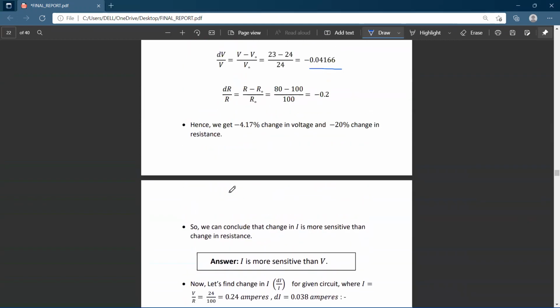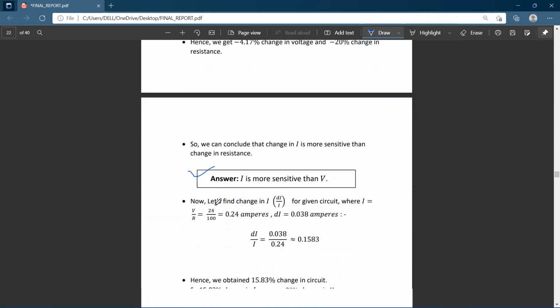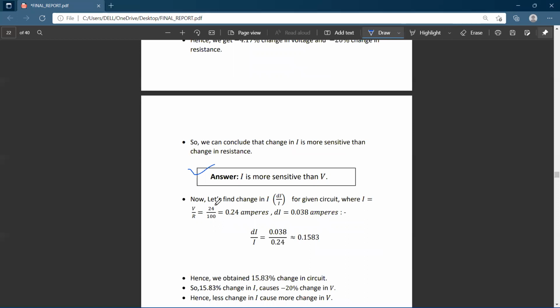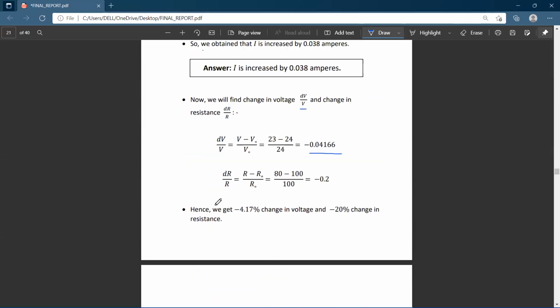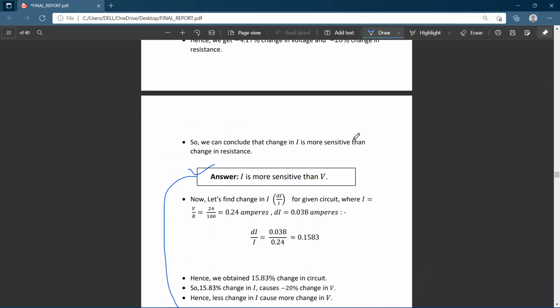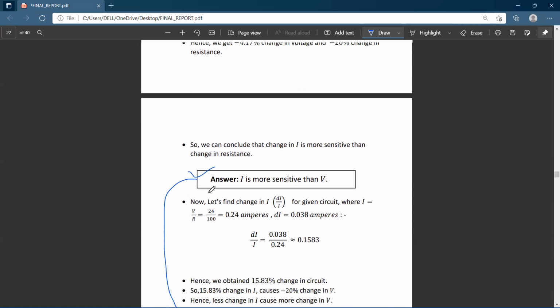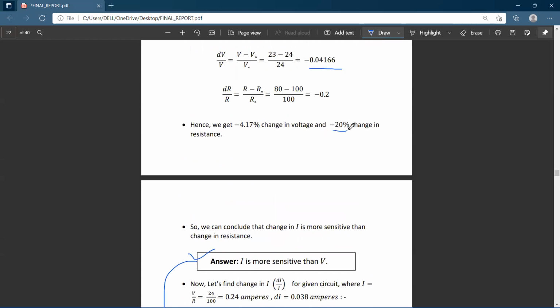So for part 1 we conclude that I is more sensitive. Now we can conclude that the change in I is more sensitive to the change in resistance than to the change in voltage, clearly from this. And this is the change in voltage.